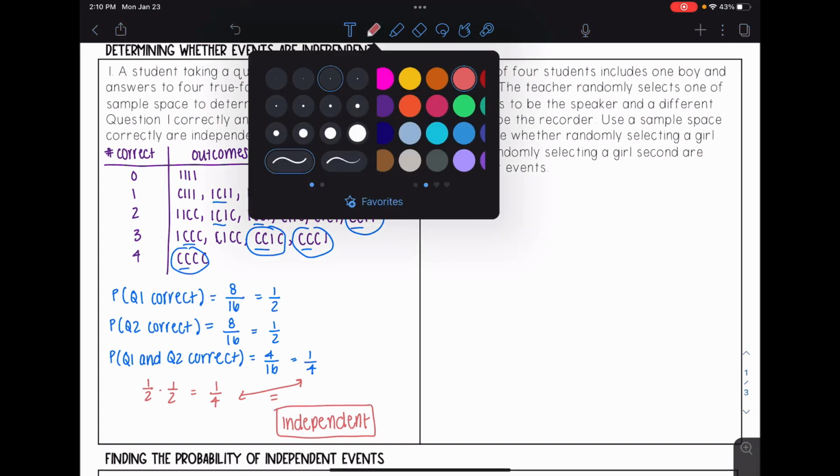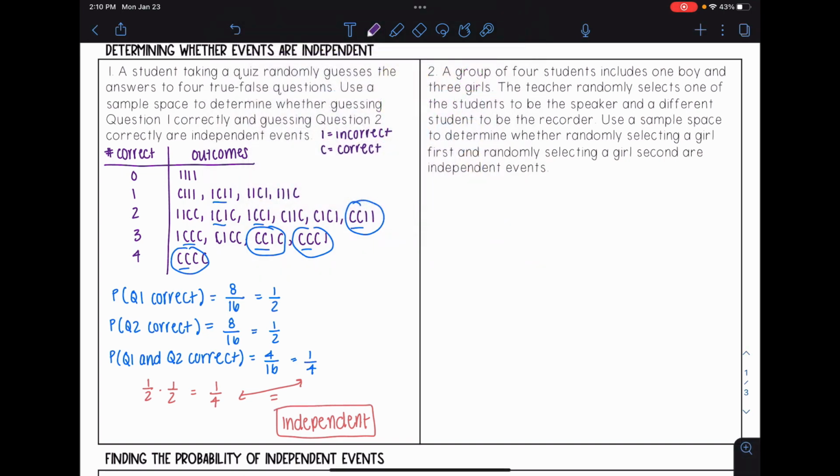Okay, let's try another one. So here it says a group of 4 students includes 1 boy and 3 girls. The teacher randomly selects one of the students to be the speaker and a different student to be the recorder. Use a sample space to determine whether randomly selecting a girl first and randomly selecting a girl second are independent events. So first I need to make a sample space.